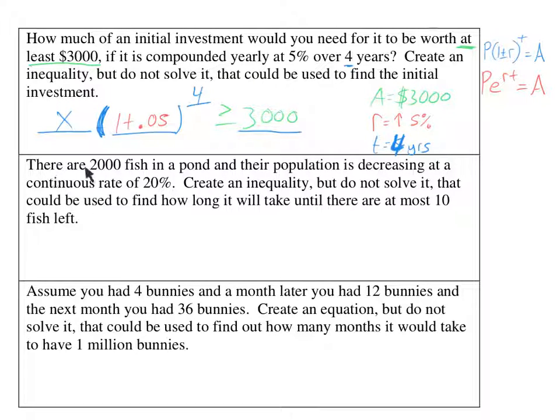For this one, there are 2,000 fish in a pond. How do you know that? Let's just assume you know. Say you put them in yourself. Fish in a pond, and their population is decreasing at a continuous rate of 20%. Create an inequality, but do not solve it, that would be used to find out how long it would take for there to be at most 10 fish left. So your fish are dying somehow, or you're fishing for them, depending.